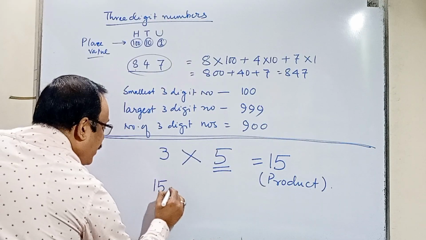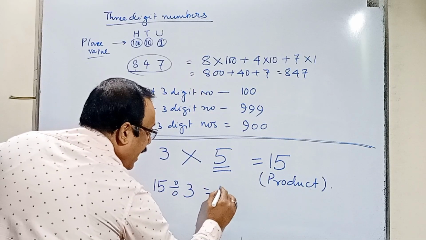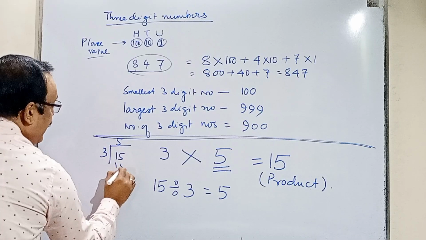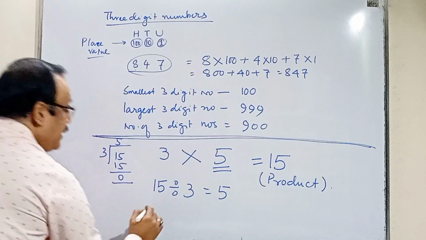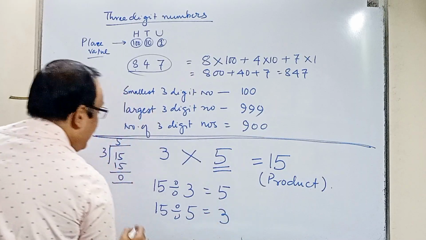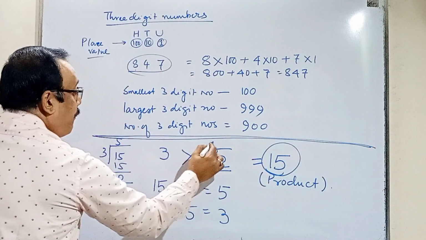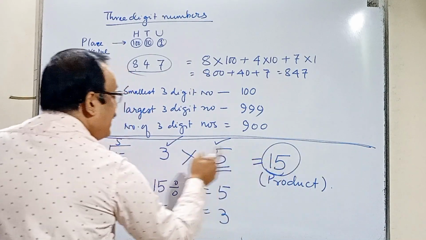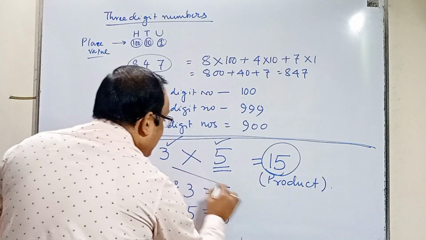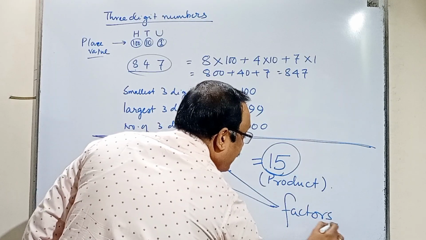Now you see, if I divide 15 by this 3, I get 5. It will leave no remainder. Similarly, if I divide 15 by this 5, then we also get 3, and it will not leave any remainder. So whenever I divide this particular number by these values and it leaves no remainder, then we can call this 3 and 5 factors.